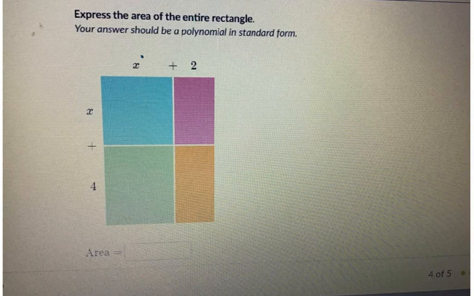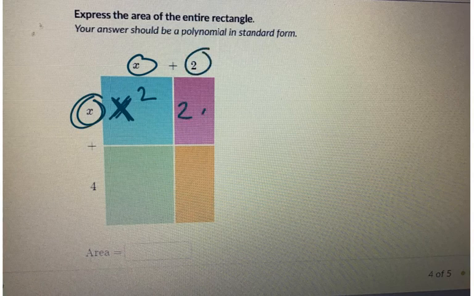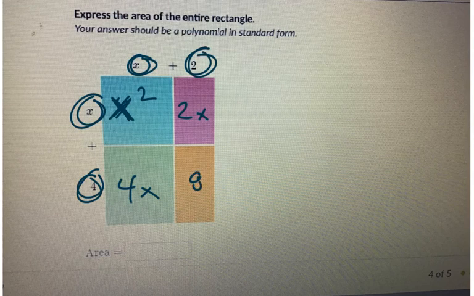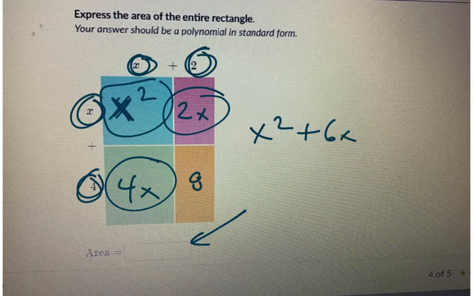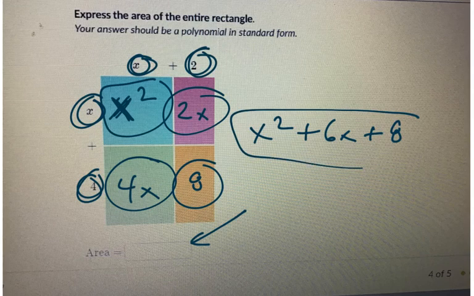All right, I'm going to do one more, and then you have to do the last one on your own. X times x, of course, is x squared. X times 2 is 2x. X times 4 is 4x. 4 times 2 is 8. So what I'm going to type down here is x squared. 2x and 4x together is 6x. And of course I have that constant 8 at the end. And I'm going to click check and I'm going to get it right.